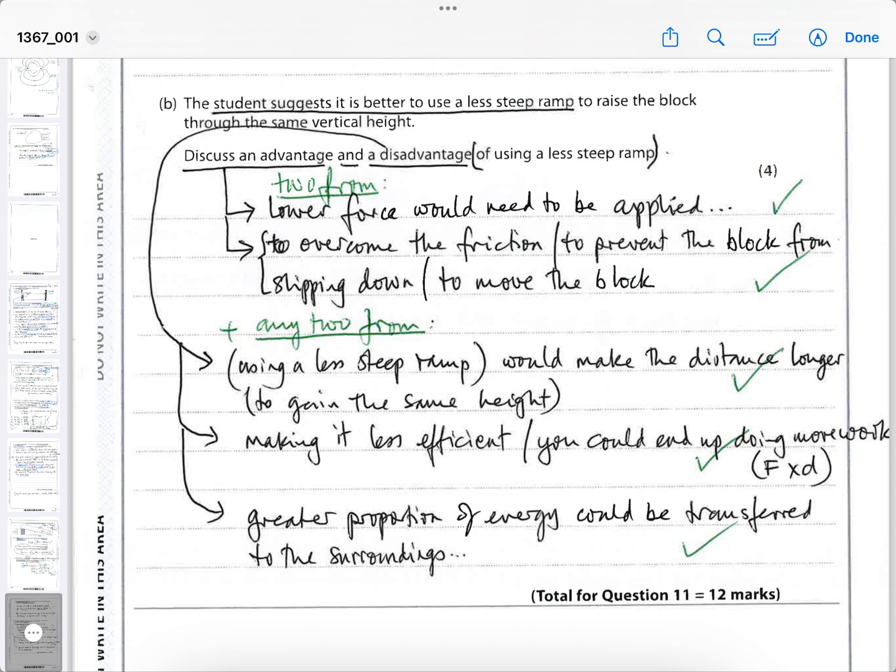And then you could say that will make it less efficient. And you could end up doing more work in total, because remember, work is force times distance. And a greater proportion of the energy could then be transferred to the surroundings, so it becomes more wasteful. So that's how they've marked it. So the level of discussion, how clearly you put the depth and detail in, will determine how many marks you get. So there's 5 ways of getting 4 marks, the way I've written it.